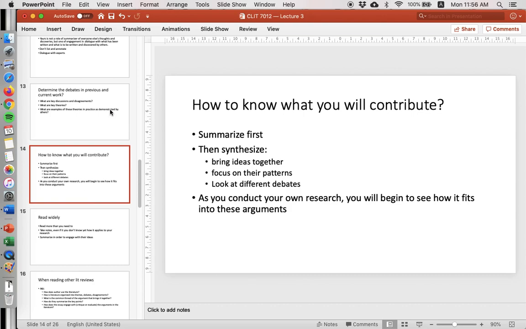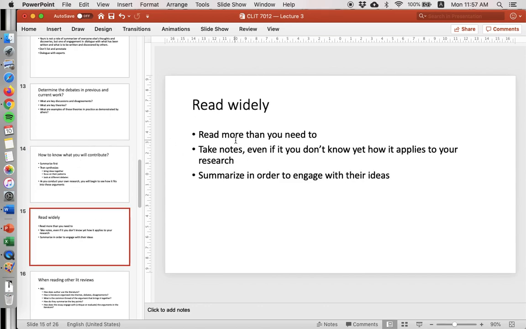So, you need to know what you're going to contribute. You need to summarize first in order to understand, but then you synthesize and bring your ideas together. You focus on their patterns and look at different debates. As you conduct your own research, you begin to see how it fits into these arguments. Obviously, to do that, you need to read widely, right? You need to read what other people have done so that you can have a big summary picture. Take notes, even if you don't know yet how it applies to your research. Summarize in order to engage with their ideas.